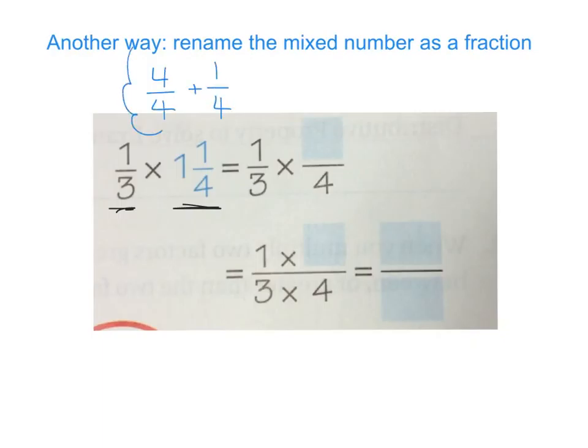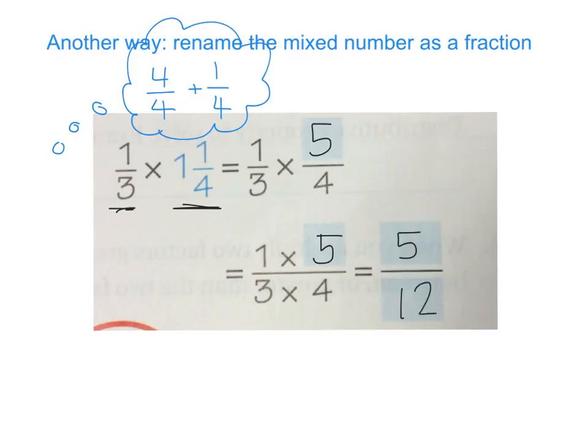All right, so we can think in our head. Let me draw a little thought bubble here. We can think in our head that 1 1/4 is the same as 4/4 plus 1/4, right? And so how many fourths is that altogether? 5. So therefore, we know that 1/3 times 1 1/4 is the same as 1/3 times 5/4. Now are we ready to multiply the numerators and the denominators? Yeah, so 1 times 5 is 5, and 3 times 4 is 12. Do we get the same answer if we do it the first way and the second way? Yeah.